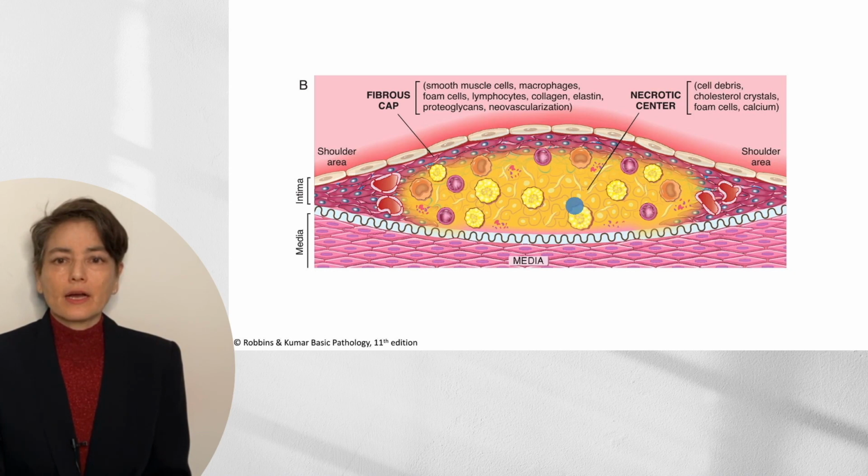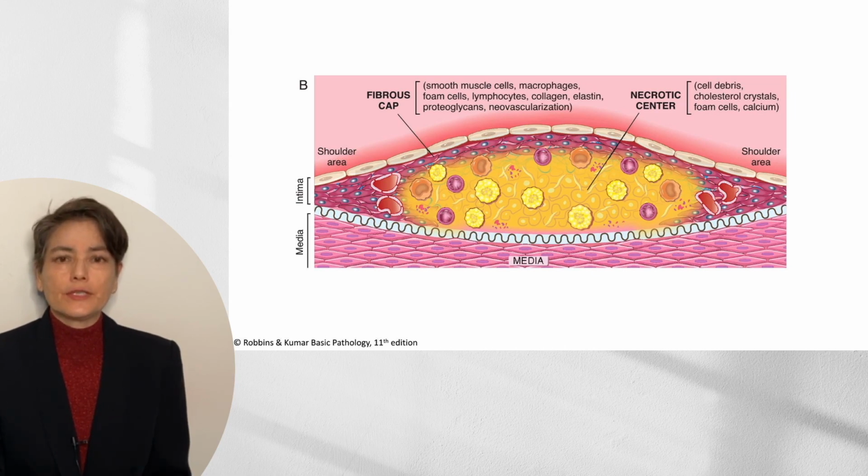Now, this necrotic center is bounded on its sides by a shoulder area, and there's an overlying fibrous cap, which you see here, which is primarily going to be composed of smooth muscle cells, collagen, elastin, proteoglycans. We can get some in the shoulder areas, and around here we can get some neovascularization. And we'll see inflammatory cells, macrophages, foam cells, lymphocytes throughout this atheroma.